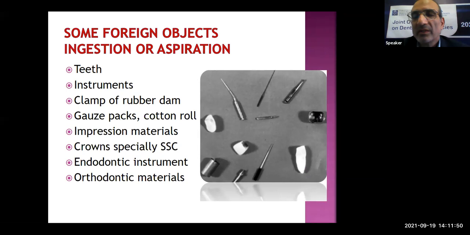Some foreign objects that we see in this slide are keys, instruments, clamps of rubber dam, gauze packs, cotton rolls. Some of them are slippery. Some of them are very small and may fall. Also impression material, crowns, especially stainless steel crowns, endodontic instruments, and orthodontic materials or other things like brackets and bands.